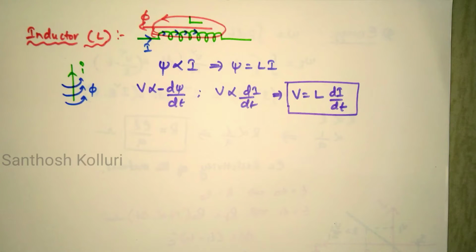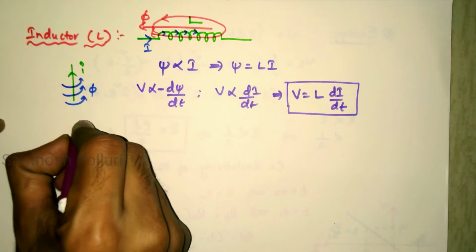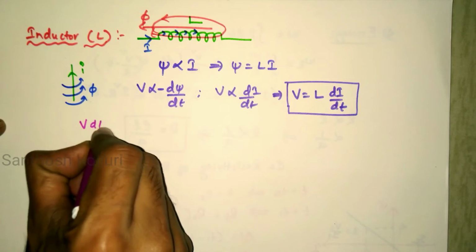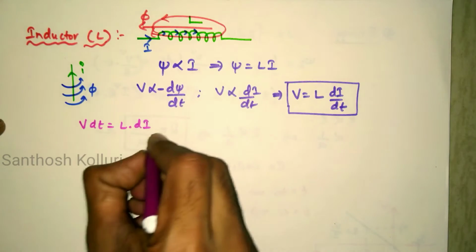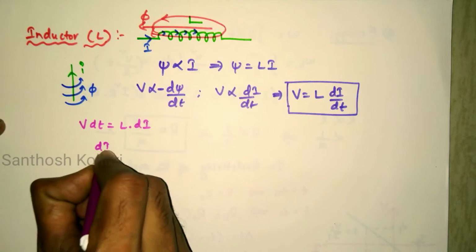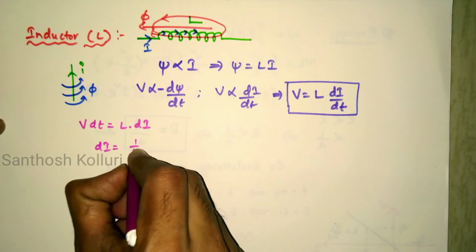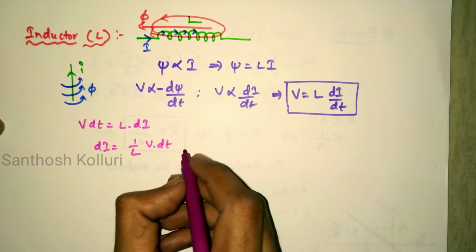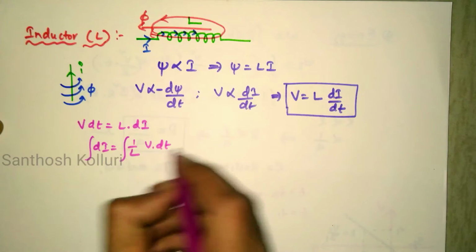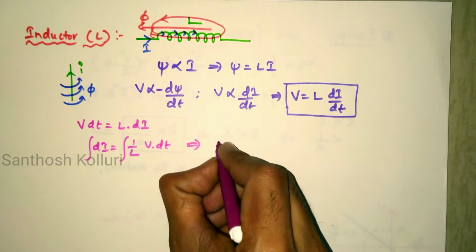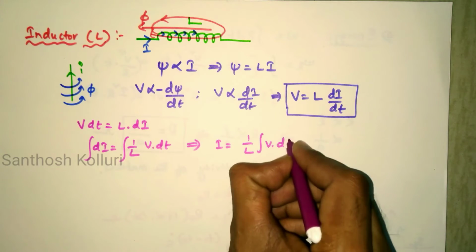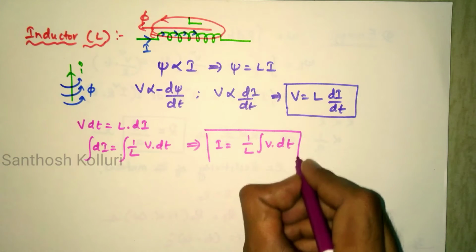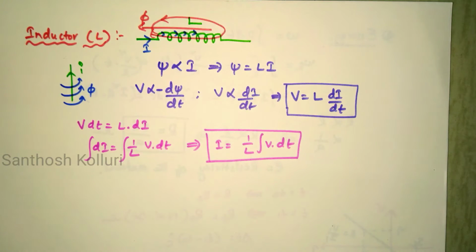And from this you can calculate the current flowing through the inductor. So here V dt is equal to L into di, and di can be written as 1 by L into V dt. If I apply integration on both sides, I can be written as 1 by L integration of V dt. This is the formula for current flowing through the inductor.